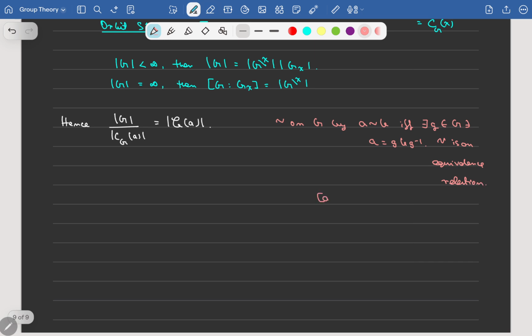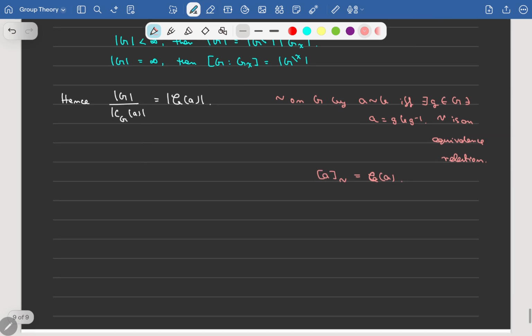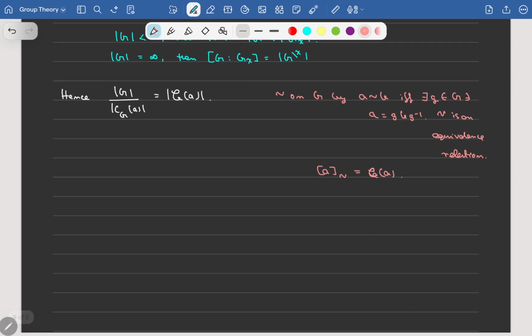Moreover, the conjugacy class, the equivalence class of any element under this relation, is actually the conjugacy class of that element. And we know by the definition of equivalence classes that they partition the set on which they are acting. So what we have is the following. The cardinality of G, again in the finite case, we are obviously talking about the finite case, otherwise the cardinality doesn't make proper sense.